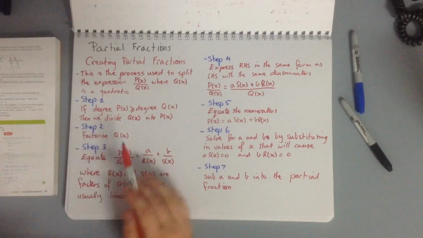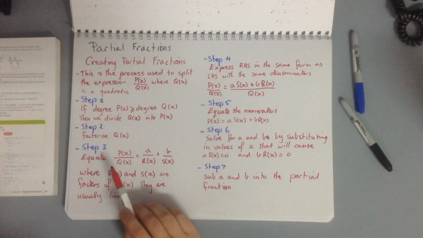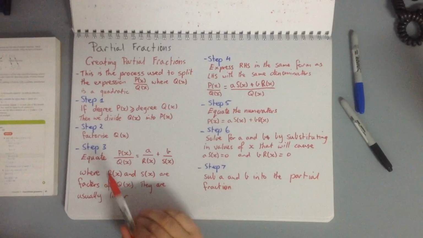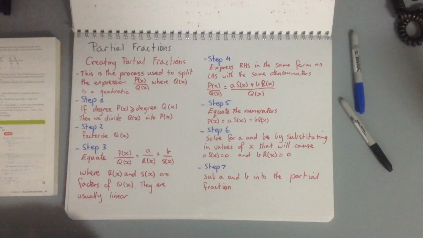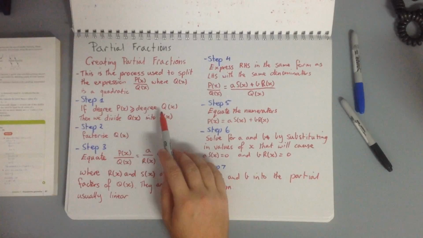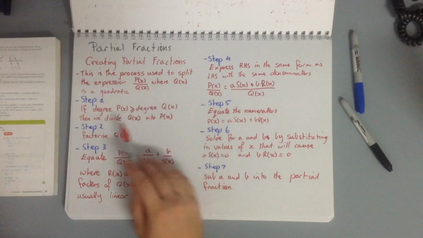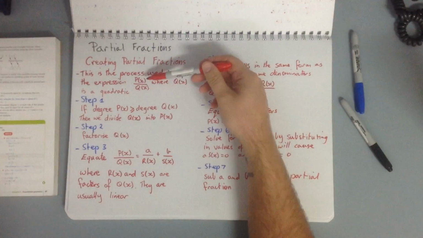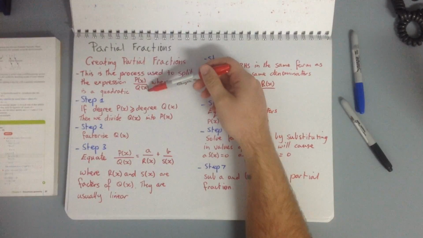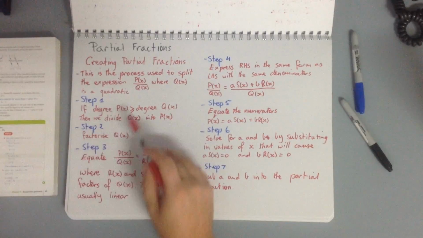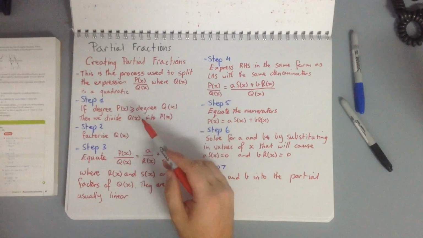To create partial fractions, this is a process used to split the expression p of x over q of x, where q of x is a quadratic. The first step is, if the degree of p of x is greater than or equal to the degree of q of x, then we divide q of x into p of x first. That's saying that this could be x cubed and that's x squared, so we've got to do a division there first. The next step is to factorize q.